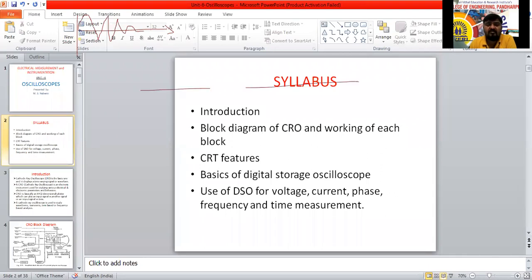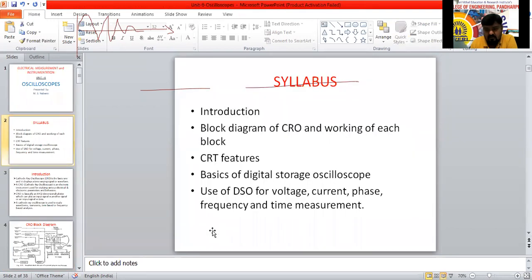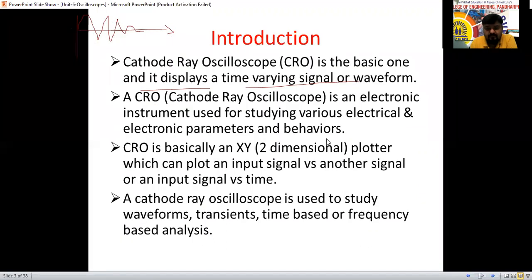As time increases, the signal varies. Yes, I did not change the slide. Yes, the syllabus slide is showing. Are you seeing the syllabus slide? Just a minute. Look now. Yes, sir. So mistakenly I had started the slide show, and for that reason it happened.